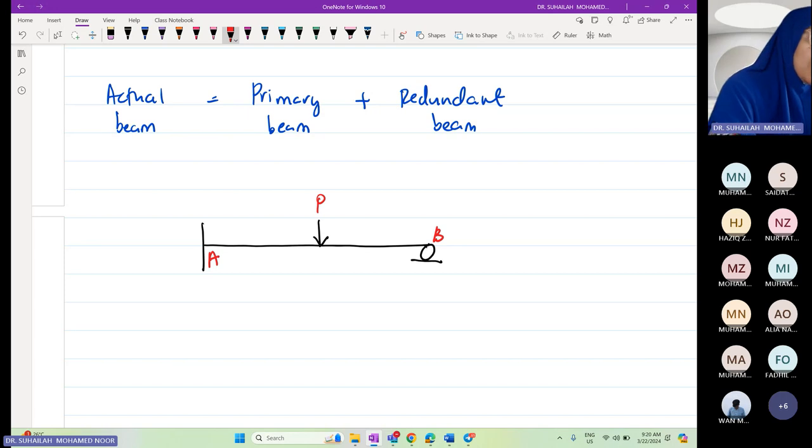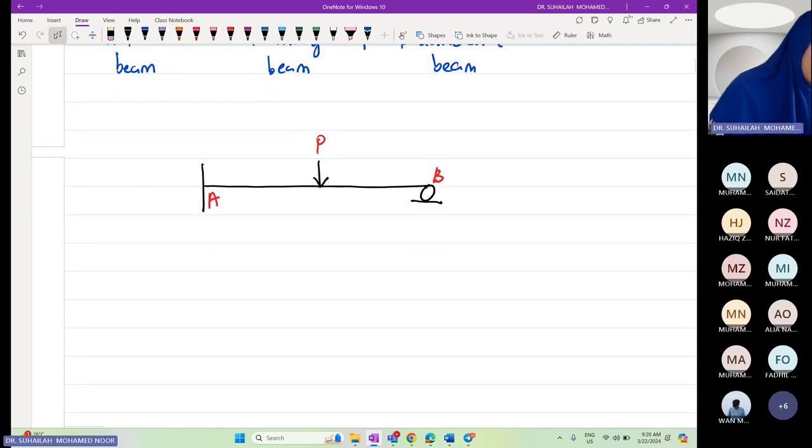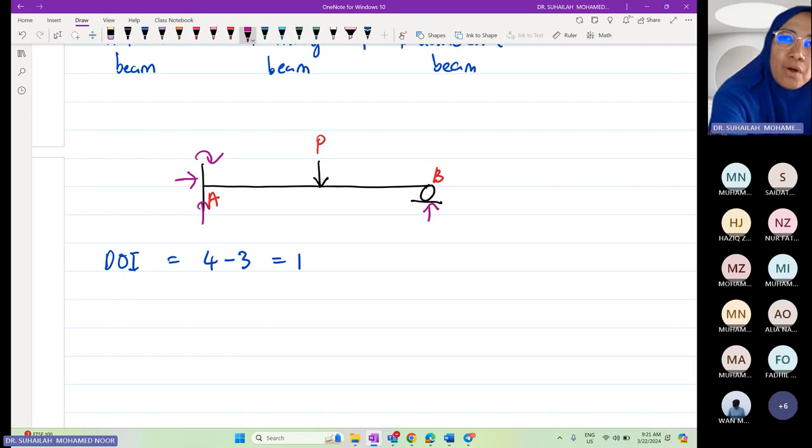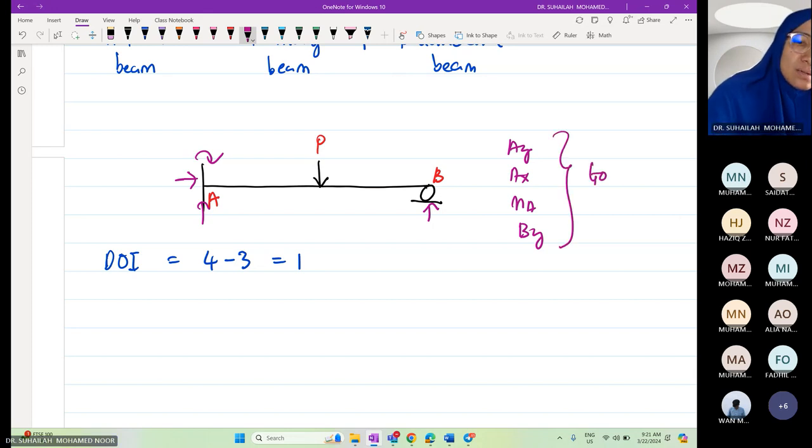This is indeterminate beam. So number one, kita akan check for degree of indeterminacy to determine number of redundant. So there are 4 minus 3 is equal to 1. 1, 2, 3, 4. 4 unknown reaction. 4 unknown reaction ni is AY, AX, MA dan juga BY. 4 unknown reaction. So this is the goal.